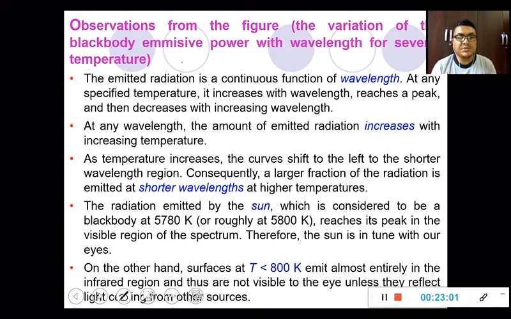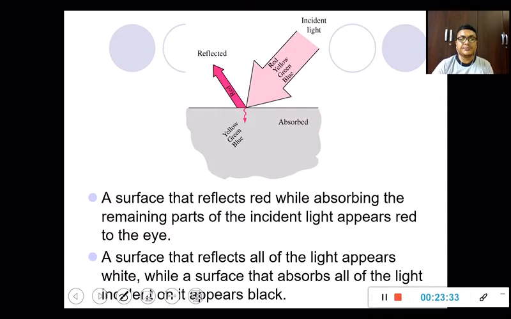Radiation emitted by the sun, which is considered to be a black body at 5780 Kelvin, reaches its peak in the visible region of the spectrum. Therefore, the sun is in tune with our eye. On the other hand, surfaces at T less than 800 Kelvin emit almost entirely in the infrared region, thus are not visible to the eye unless they reflect light coming from other sources.